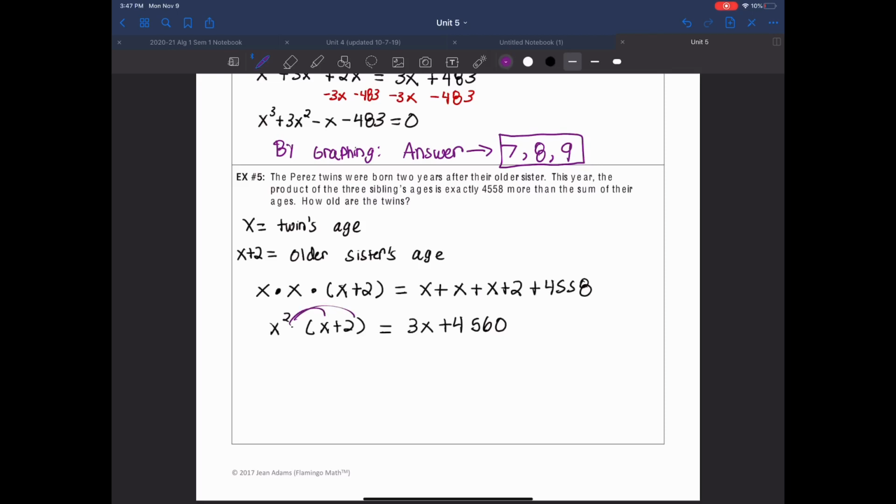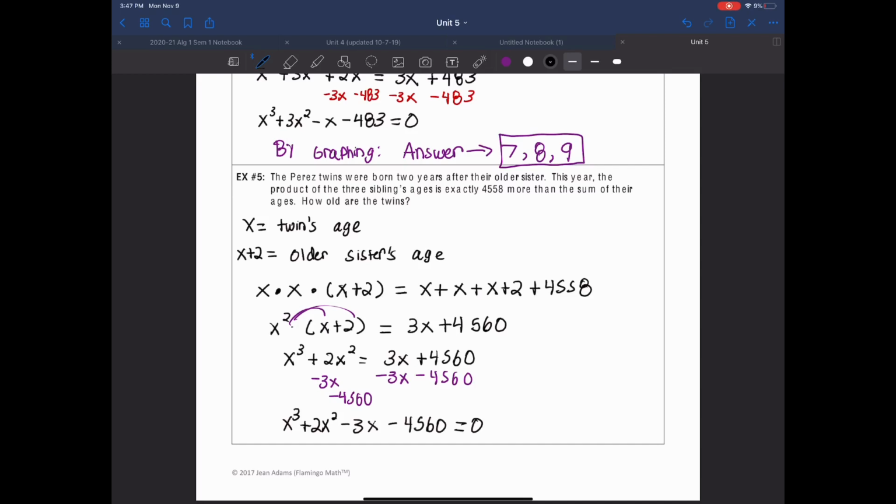Okay, let's go ahead and distribute. On that left-hand side, x squared times x gives me x cubed. x squared times 2 gives me plus 2x squared. And that is equal to 3x plus 4,560. Now I'm going to subtract those off to the other side. And then once I subtract those off, I have something that I could easily plug into my calculator and figure out what the 0 is. So I have x cubed plus 2x squared minus 3x minus 4,560 equals 0.